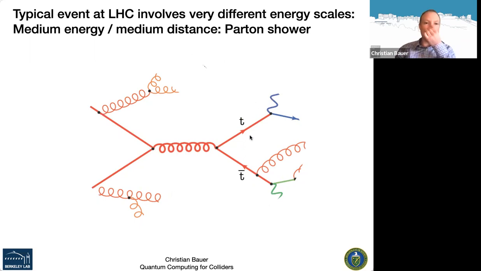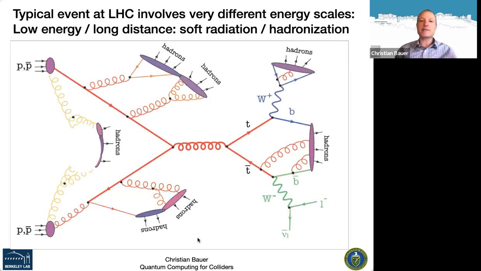But then there is a medium energy scale, where I'm describing how partons can radiate other partons off. That is what the parton shower does in traditional simulations. And then at some point I'll have really long distance, low energy physics that describes the radiation of soft particles and hadronization and so on. And this is really where we have absolutely no idea how to do it, because perturbation theory completely breaks down at this low energy.